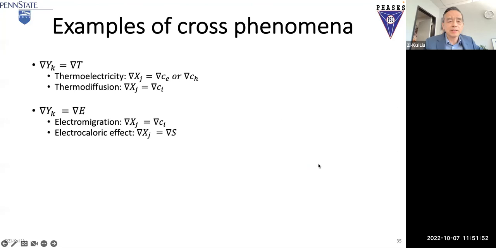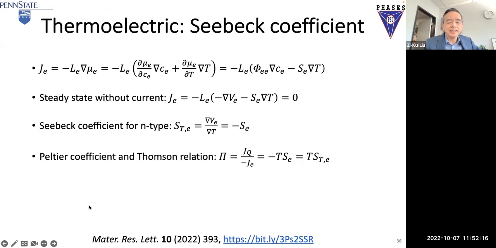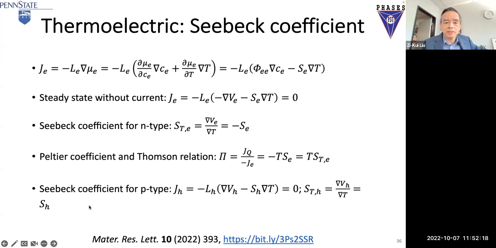All right, so we got a lot of examples here. All the examples we have in the literature: electro-diffusion, electromigration, electrocaloric, electromechanics, this is very electric stuff, and uphill diffusion. For example, we talk about uphill diffusion by Darken, and it turned out that if you use Fick's law, it's not working, okay? But if you use this formula, it's going to work. And we do have examples showing the Seebeck coefficient. Again, the Seebeck coefficient in the literature is always a kinetic coefficient, but we demonstrated that it is the second derivative of the free energy.